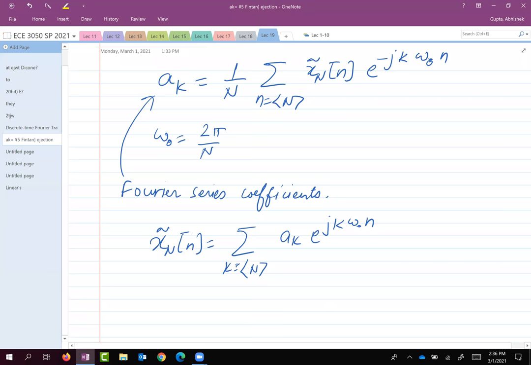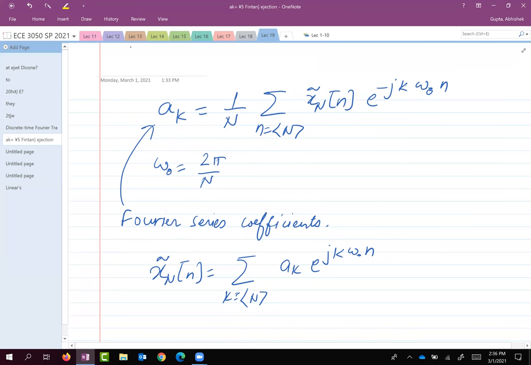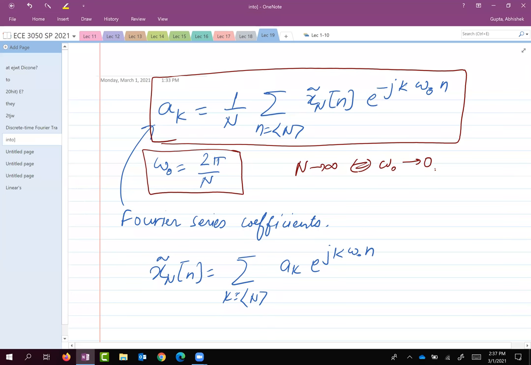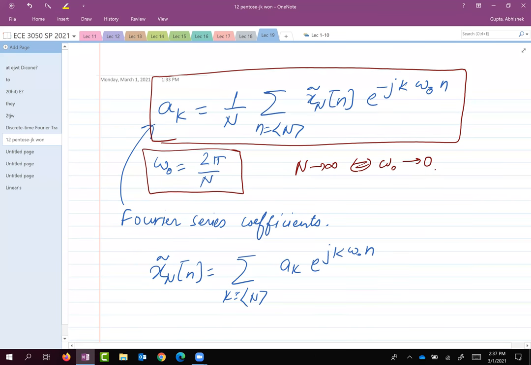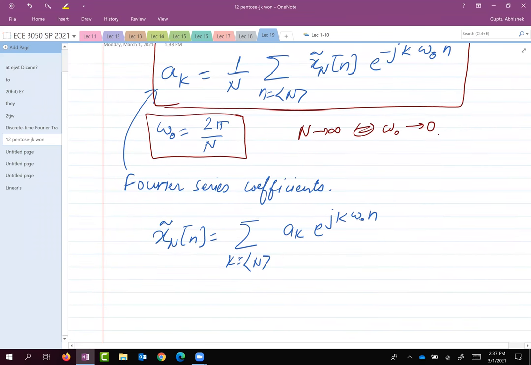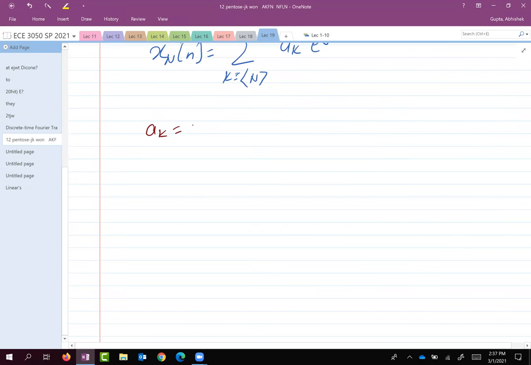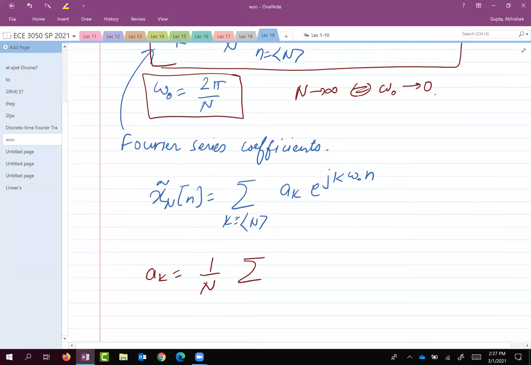Okay. I'm going to concentrate on this particular expression. And I'm going to be cognizant of the fact that as capital N goes to infinity, my omega naught would go to zero. So N goes to infinity if and only if omega naught goes to zero. Any questions so far? Can you scroll just a little back up so I can finish writing down the x of n? Yeah, of course. Thank you.